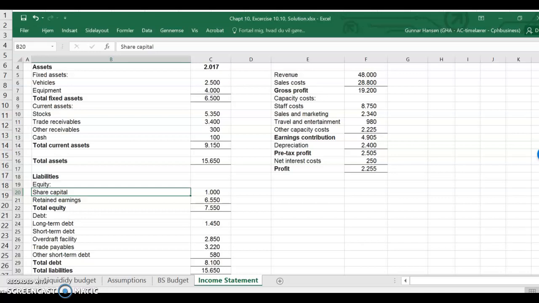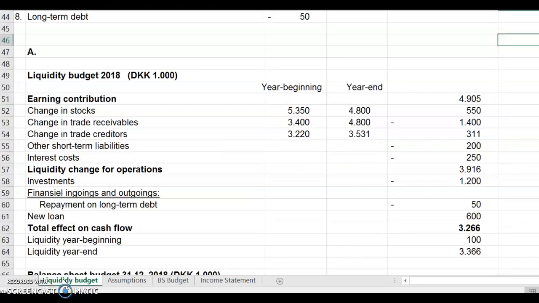Hi, this is a solution to exercise 10.10 in the financial management book. In this exercise, we have the income statement, not statement, but budget for 2018, and we have the balance sheet end of 2017. And then we are supposed to draw up the liquidity budget here.